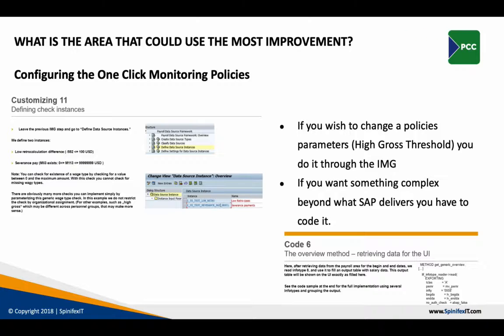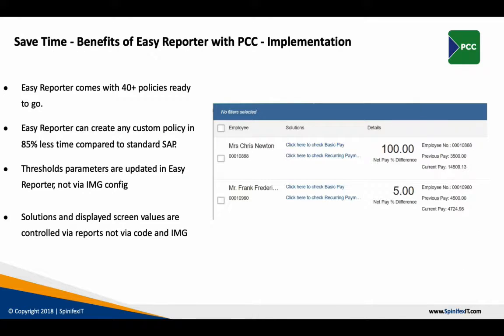You're in the config, changing some parameters out there, which means you have to go through dev, test, QA, promote it through the track, or you're changing code, right, which is the worst, right? When we want to configure our Payroll Control Center, every time we have to make a change, we have to get a developer in there, change the code, and move it through the track, right? But what we're saying with Easy Reporter is that we're not going to have to do that, and I'll show you what I mean as we go through this.